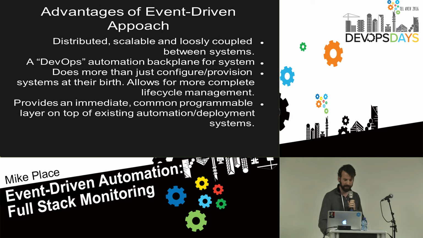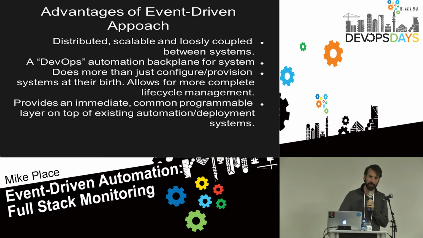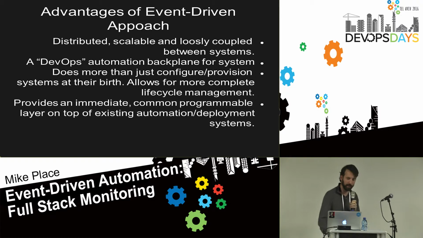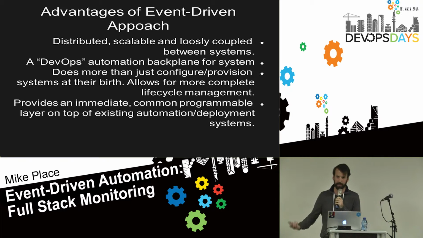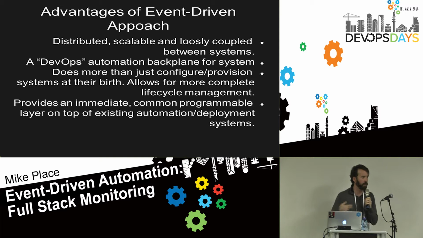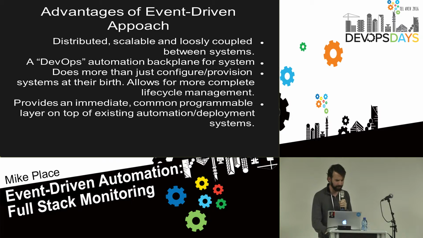And hopefully I can go forward here. There we go. Advantages. I think an event-driven approach for infrastructure management is distributed, scalable, and loosely coupled. It effectively functions as a DevOps automation backplane for a system. And it does more than just configuring and provisioning systems at their birth, which I think has traditionally been the focus of the automation space. We talk about how to provision things, how to orchestrate them at their birth. We don't do a very good job at thinking about what the whole life cycle of a system is going to be. And it provides an immediate common programmable layer on top of existing automation and deployment systems.